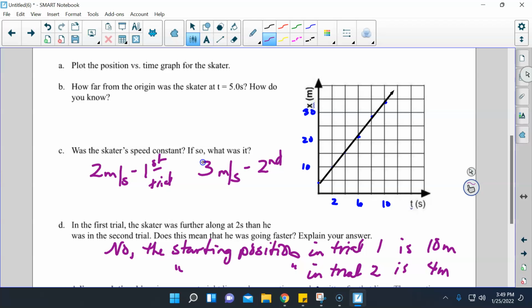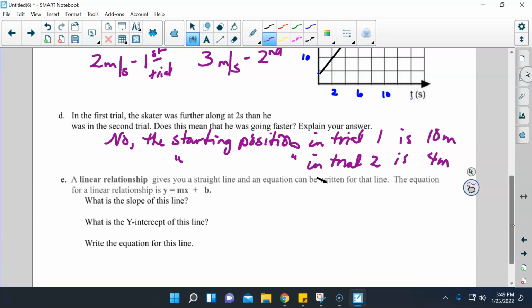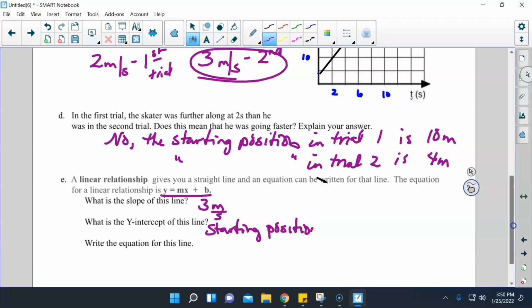Now, the last part in this one, letter E, is that a linear relationship gives you a straight line and an equation that can be written for this line. The equation for a linear relationship is y equals mx plus b. Now, we calculated the slope for this line, and we did that up here. And we got 3 meters every second. That means the car or the person is moving 3 meters every second. The y-intercept of this line is the starting position, and the starting position is where that best fit line crosses the y-axis. And right here it was at the 4-meter mark. Okay, so that's where it was.